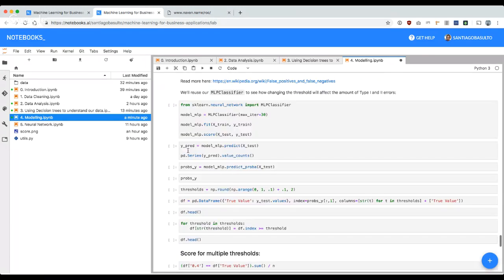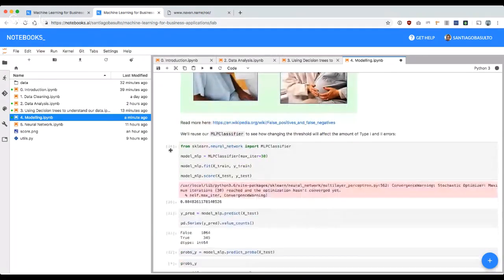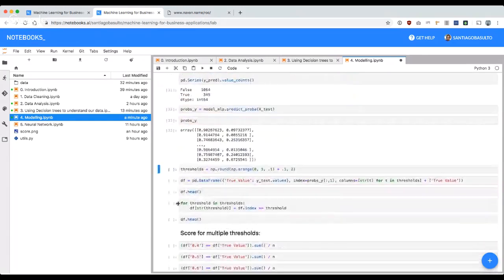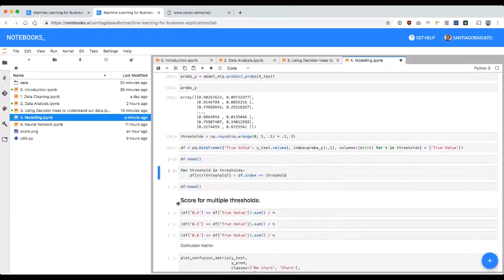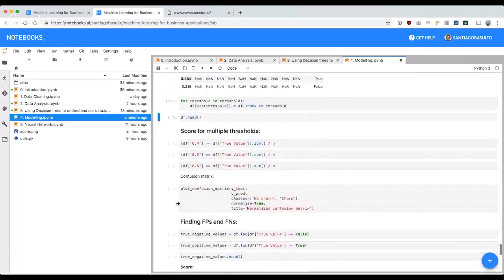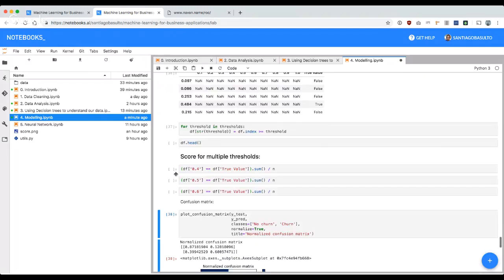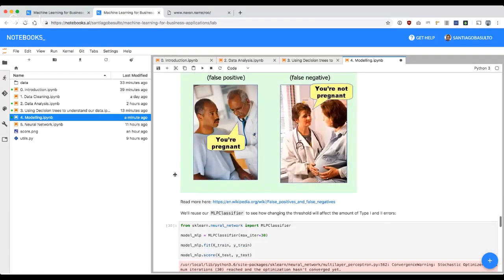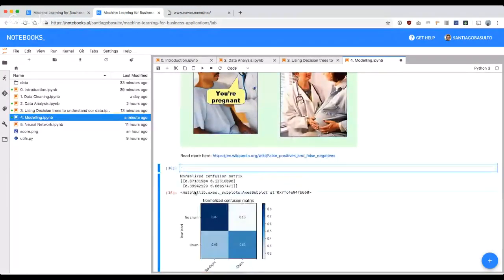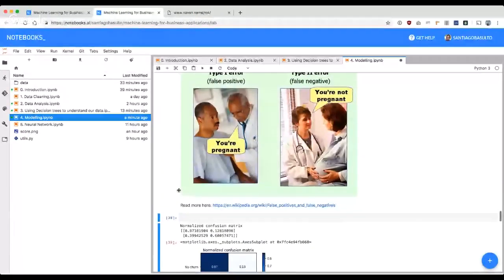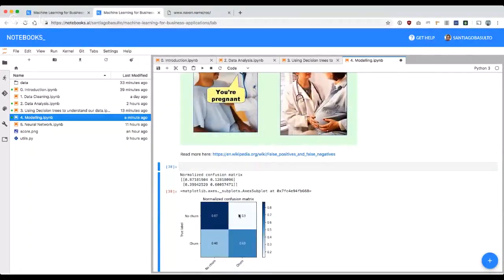So remember the confusion matrix we did. It is somewhere. Did I remove it? No, it's right here. Given this confusion matrix that we used right here, we had two different types of errors: a false positive and a false negative.